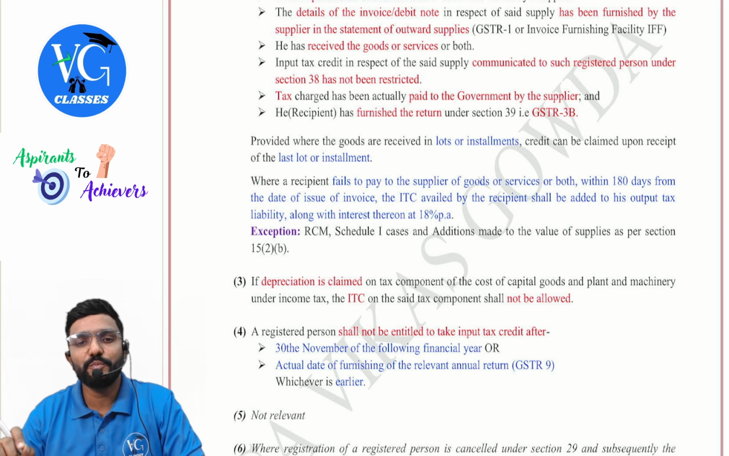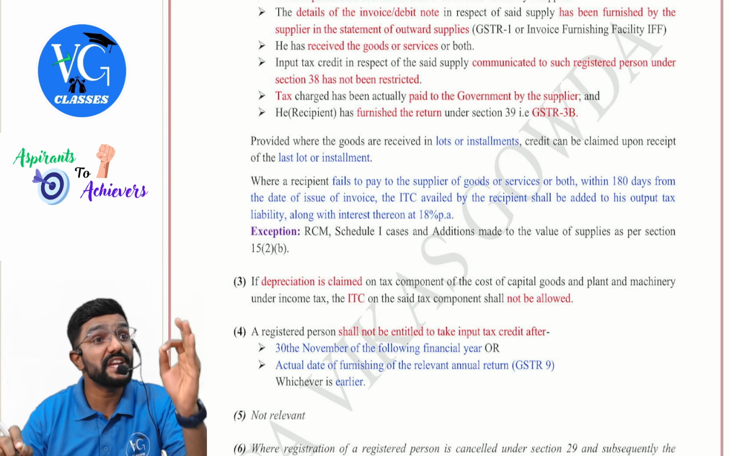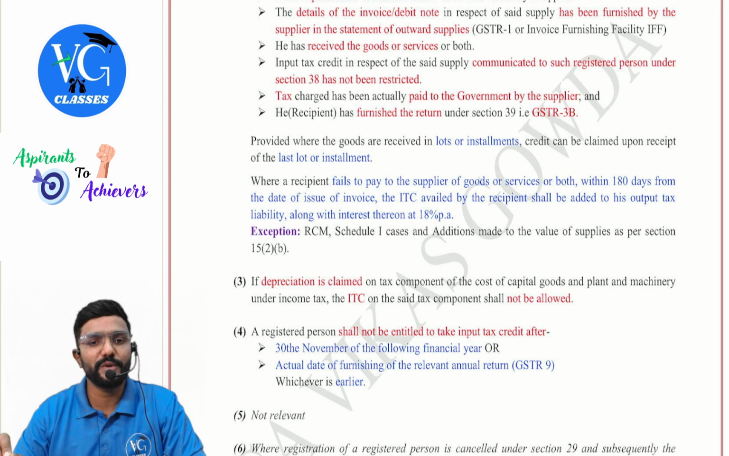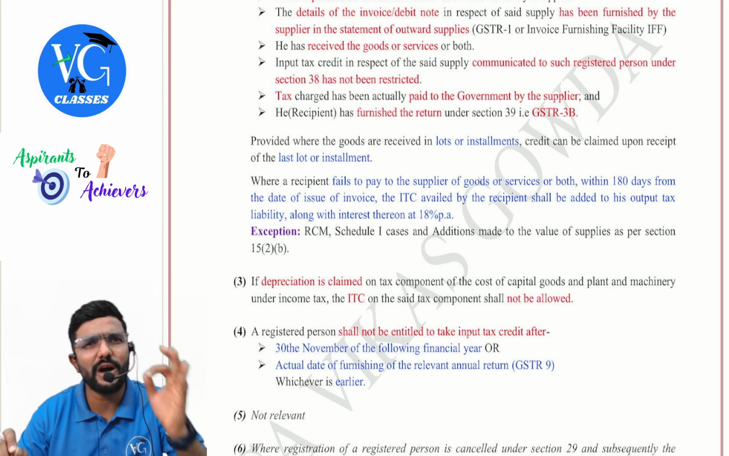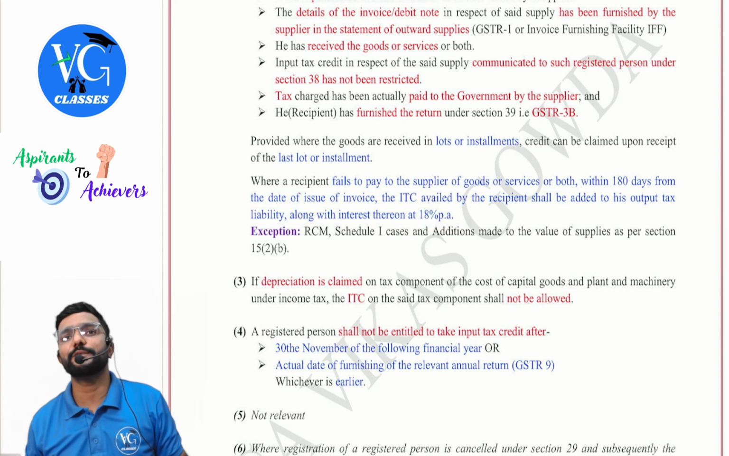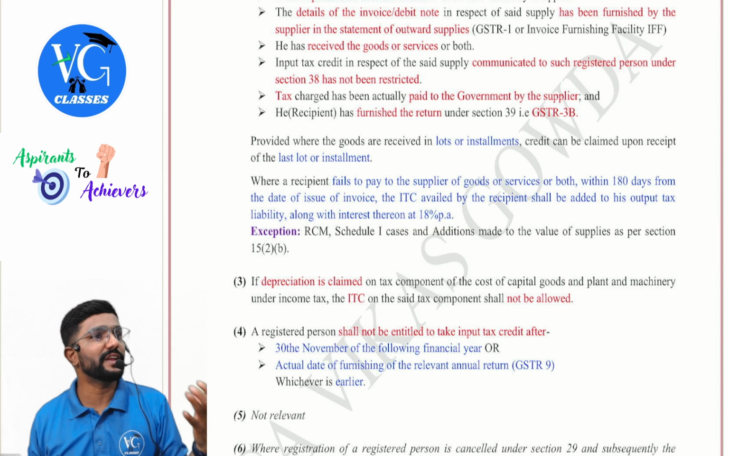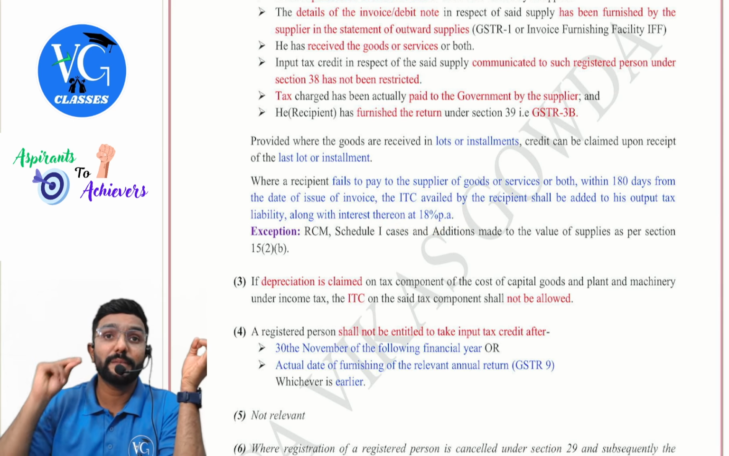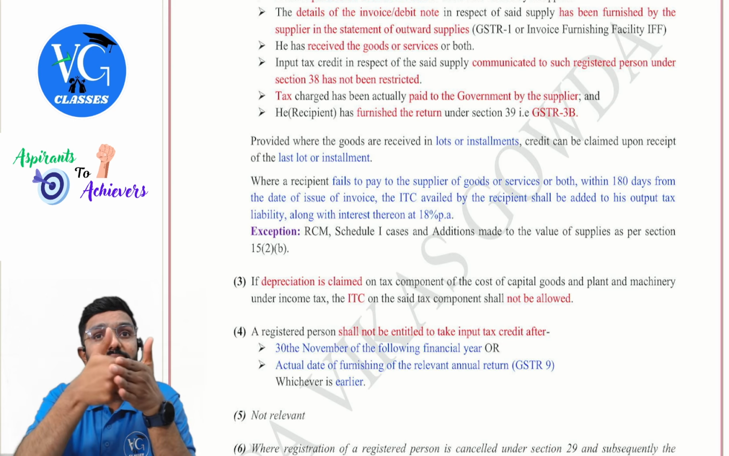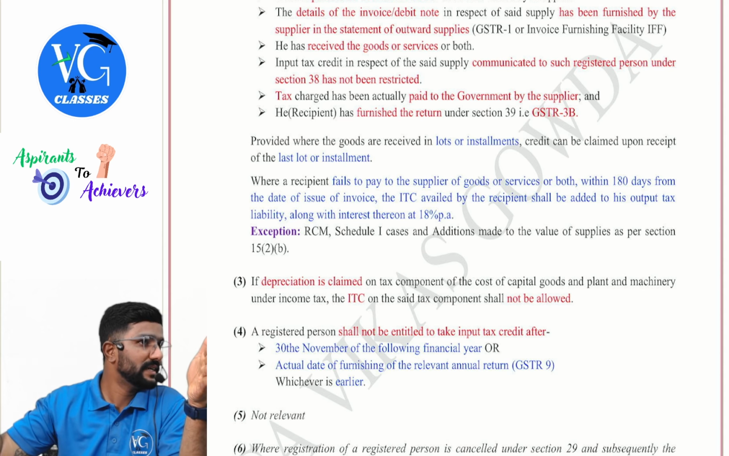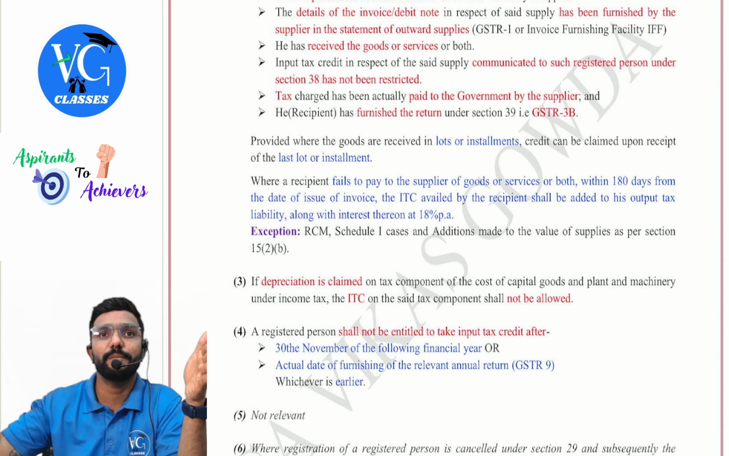Where a recipient fails to pay to the supplier of goods or services or both within 180 days from the date of issue of invoice, the ITC availed by the recipient shall be added to his output tax liability. Reverse means he has to add it to his output tax liability along with interest at 18% per annum. Sir, interest is from when to when? From the date he has claimed the credit, not from the date of invoice, till the date he actually adds it to his output tax and pays it.